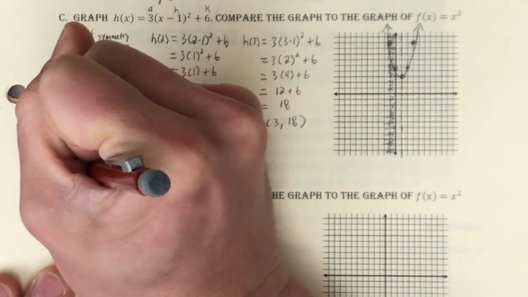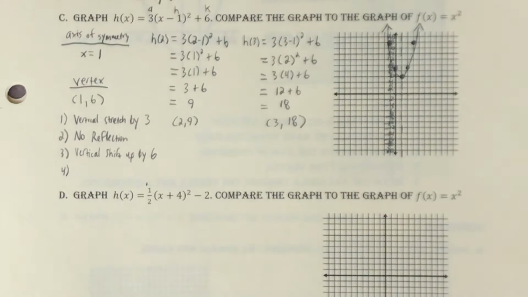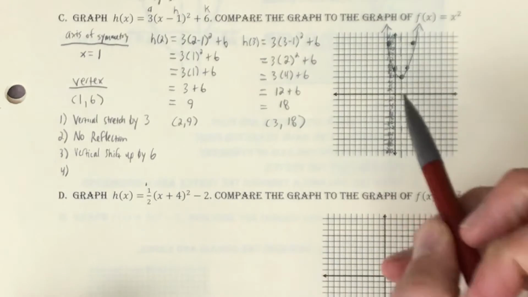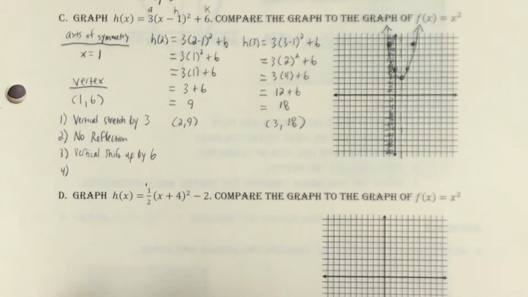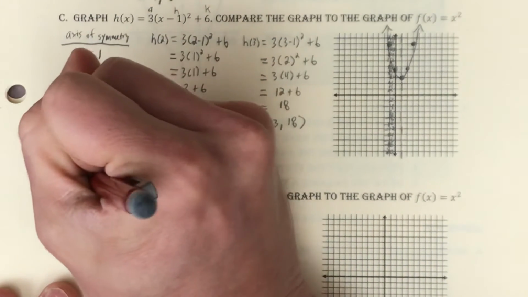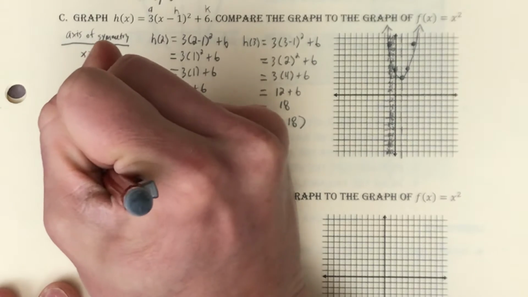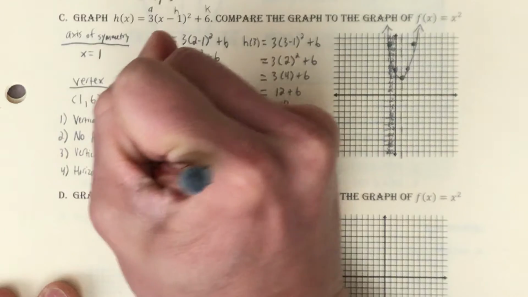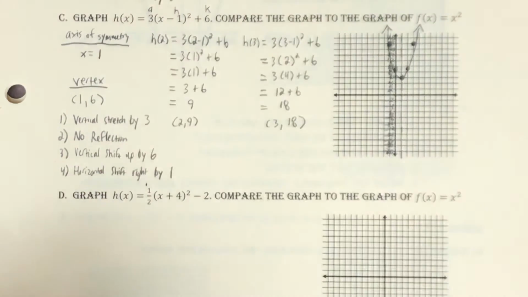And fourth thing is the horizontal shift. Did we have one of those? We had an H. It was -1, but they work in opposite, so we moved 1 to the right because it was a positive 1. So we had a horizontal shift right by 1. And there is example C.